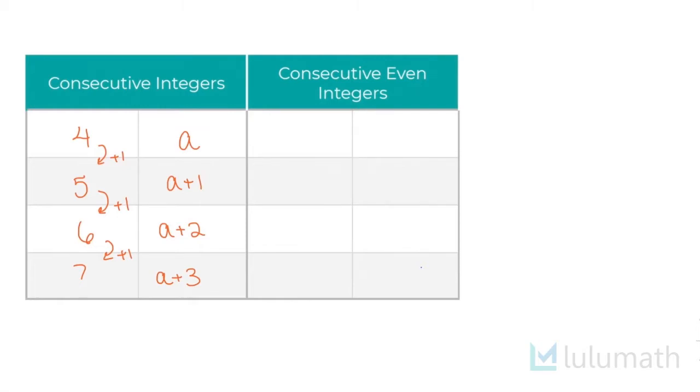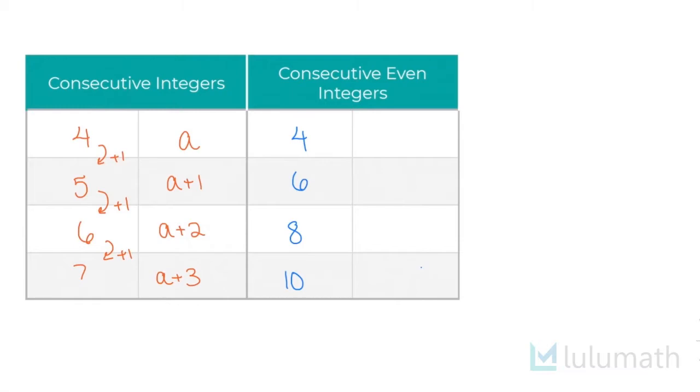Awesome. So now let's talk about what happens if we have consecutive even integers. If my first integer was 4, let's just randomly start with 4 again. The next even integer after 4 would have to be 6. It can't be 5 because 5 is odd. And then the next one after 6 would have to be 8. And then the next one after 8 would have to be 10.